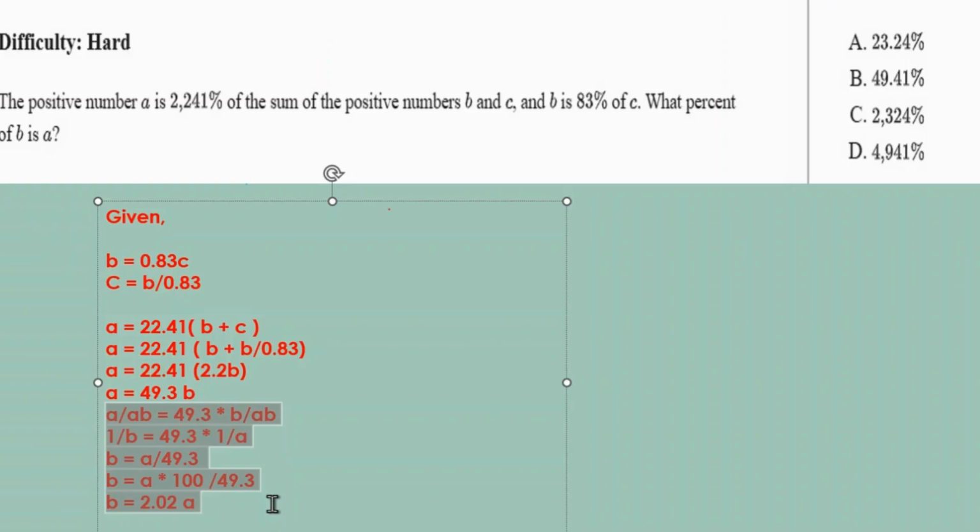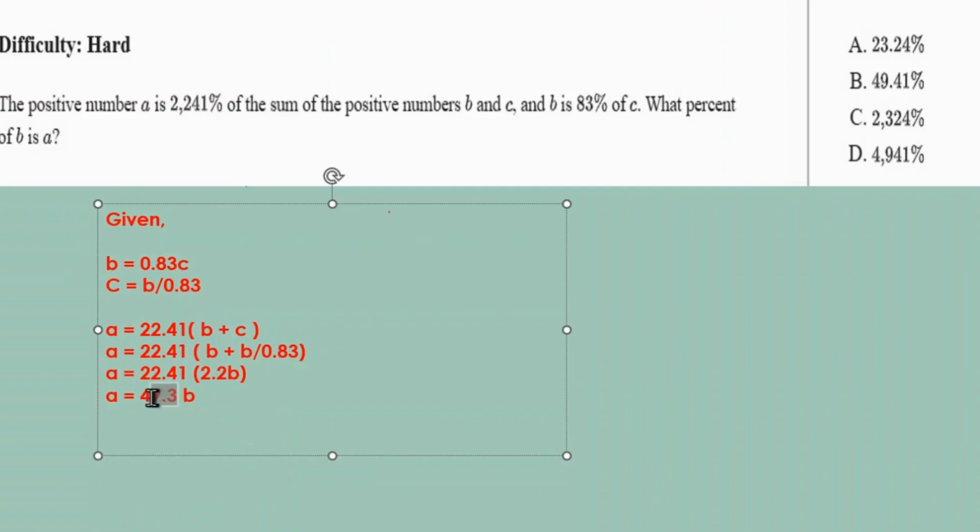A equals 49.3 B. Instead of doing all this, let's divide the whole thing by 49.3. So B equals A over 49.3. Oh, sorry, I made a mistake. The question wants us to find out what percentage of B is A, which means A is 49.3 multiplied by B. A is 49.3 times B.